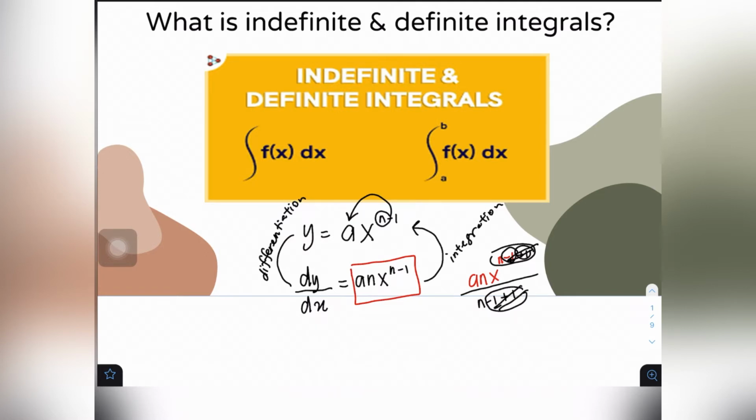So what you have here is a x to the power of n, divided by n. So n and n cancel, and you are left with only a x to the power of n, the original one. That is what the process of integration does. It turns back the one that you differentiated into its original equation.